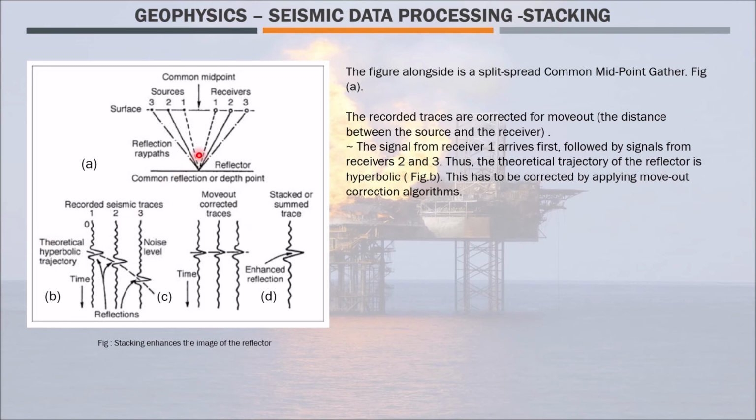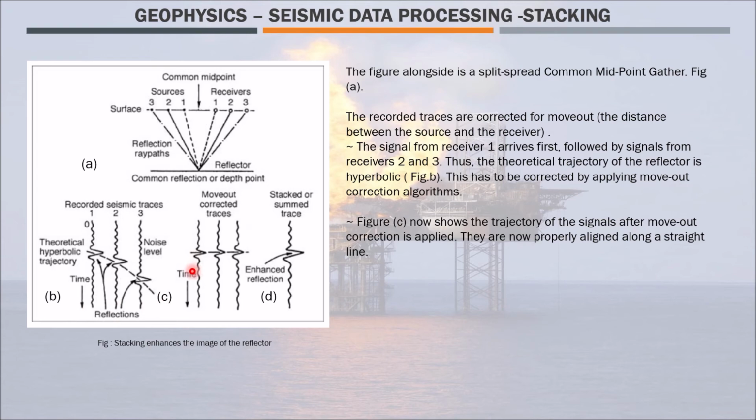Now the signal from the receiver 1 arrives first, followed by signals from source 2 and 3. So the theoretical trajectory of the signals received is hyperbolic. Now this has to be corrected by applying move-out correction algorithms. Figure C, this one, shows the trajectory of the signals after the move-out correction is applied. These are now properly aligned along a straight line. These signals are then summed, resulting in an enhanced reflection.